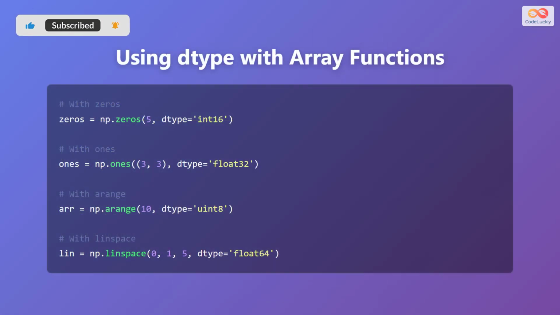The dtype parameter works with all NumPy array creation functions. With the zeros function, you can create an array of 5 zeros as 16-bit integers. Using ones, you can create a 3x3 matrix of ones as 32-bit floats. The arange function accepts dtype to create a sequence as unsigned 8-bit integers. And linspace allows you to specify the data type for evenly spaced values, such as creating 5 values between 0 and 1 as 64-bit floats. This flexibility means you can control data types regardless of which creation function you're using.